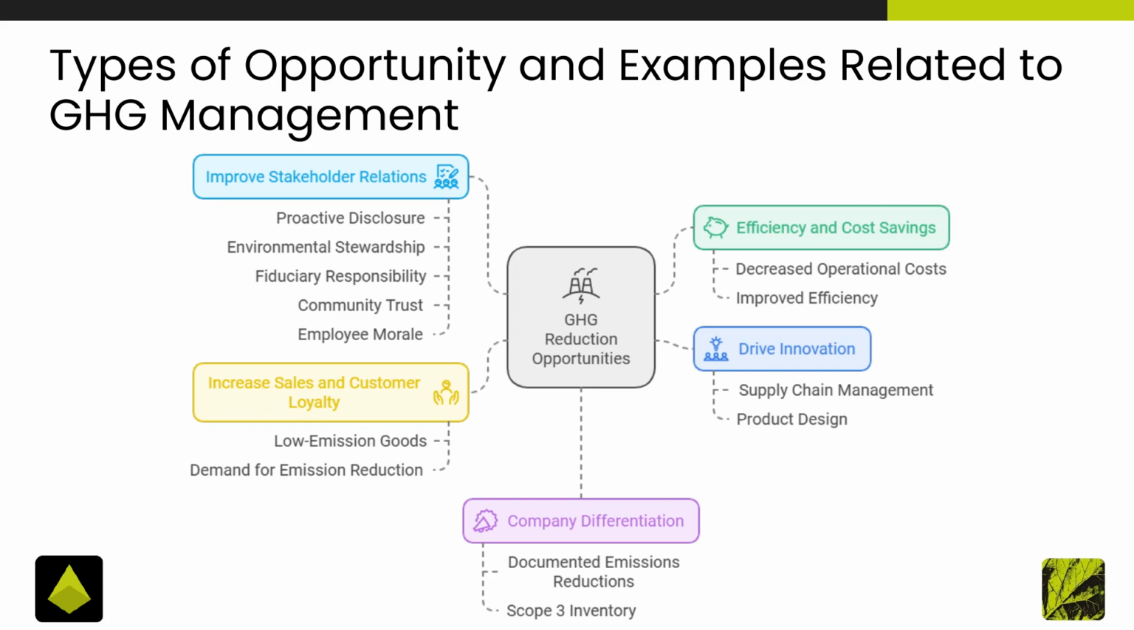Improving stakeholder relations through transparency enhances trust and community support. Driving increased sales and customer loyalty can come from offering low-emission goods. By focusing on efficiency and cost savings, you can achieve operational improvements and lower expenses. Differentiating your company with documented emissions reductions sets you apart, while driving innovation opens new product and market opportunities.